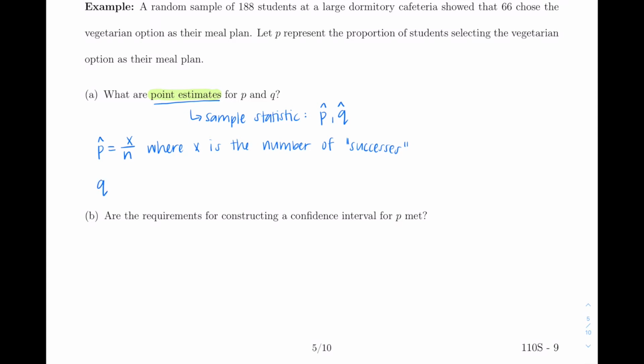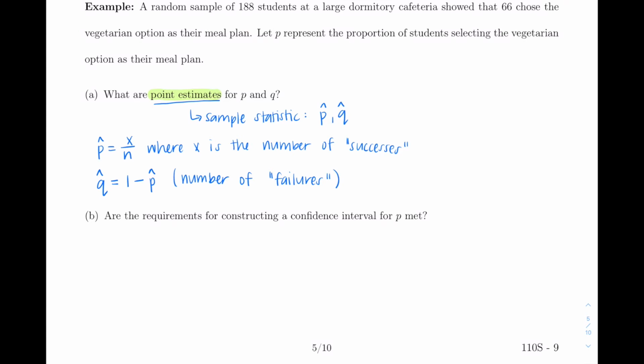And then q hat is equal to 1 minus p hat, and it's essentially the number of "failures," right? So we can put number of failures, and put failures in quotes again.